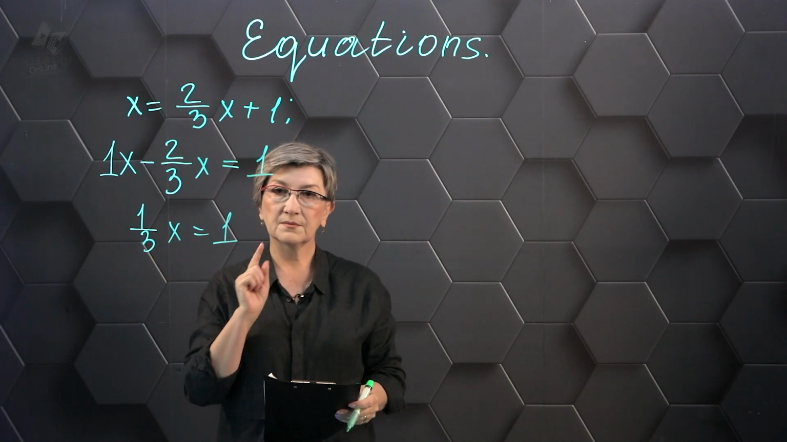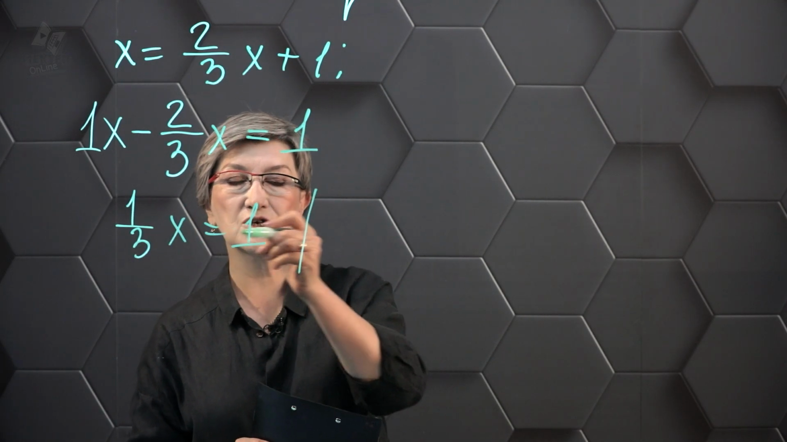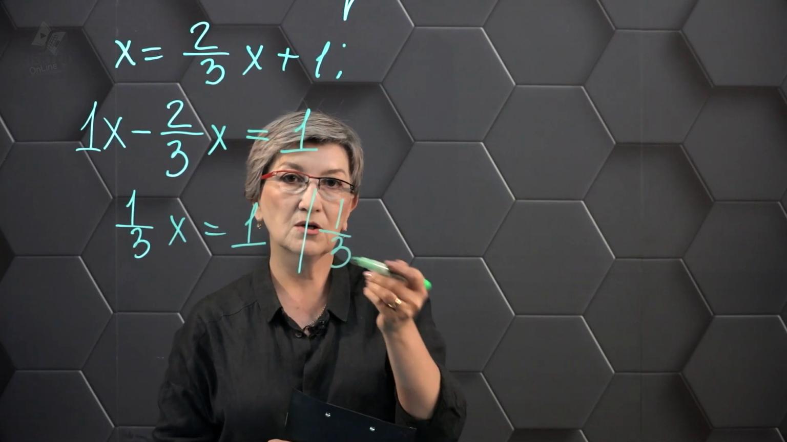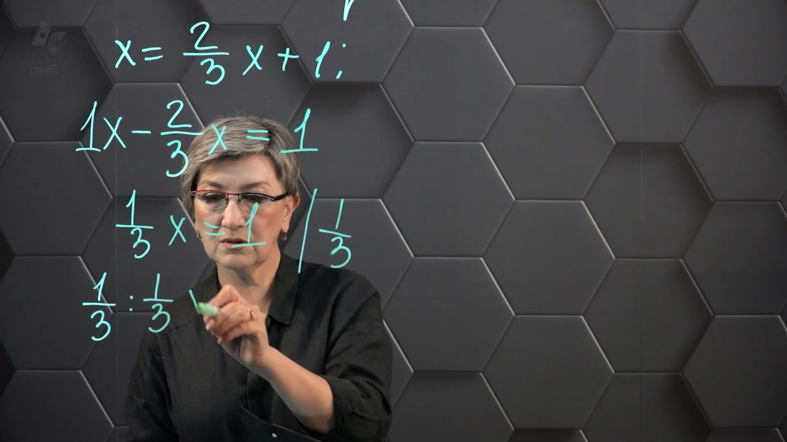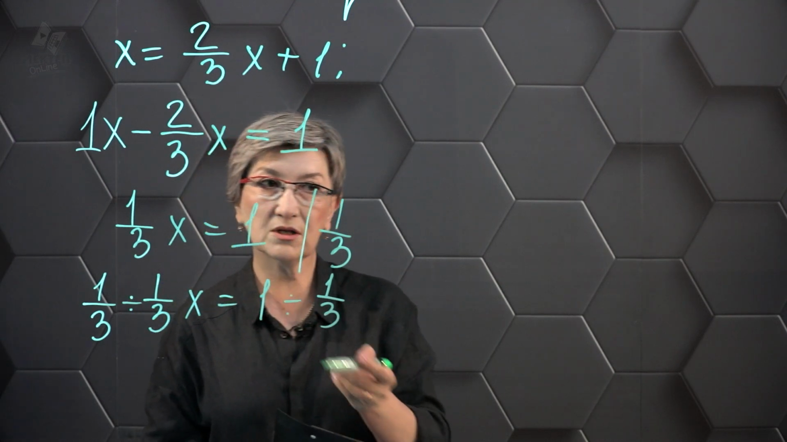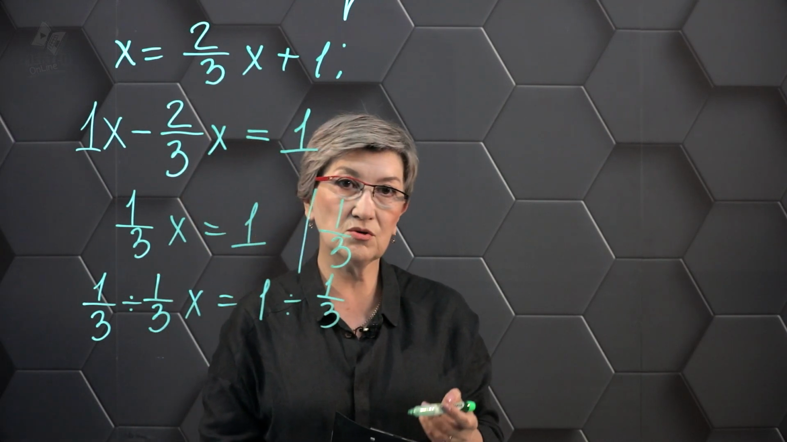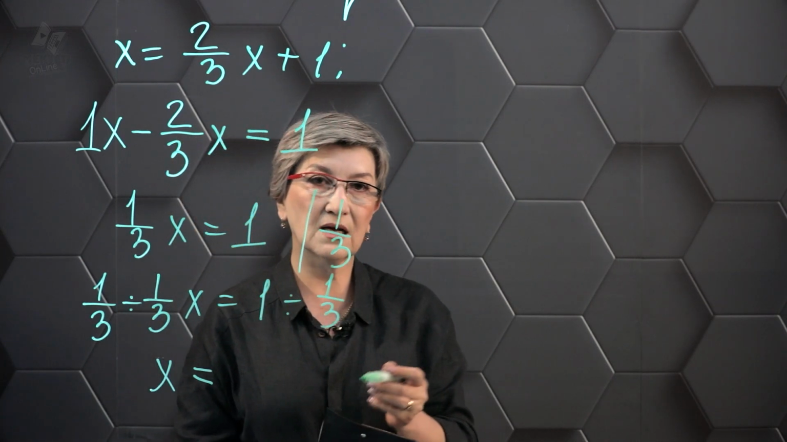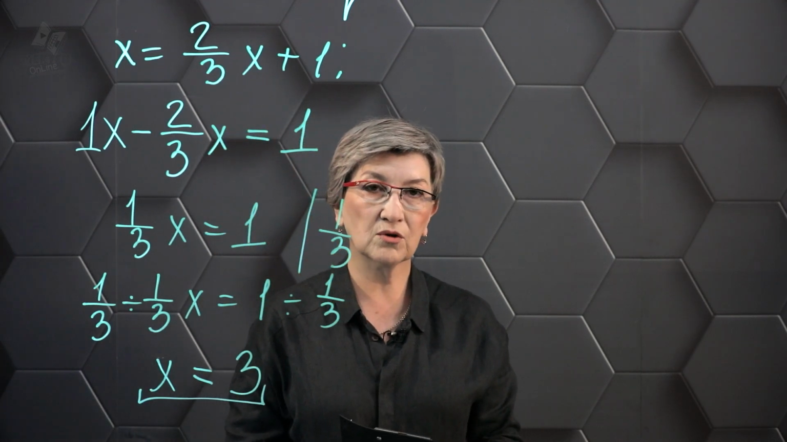What do we need to do this? Notice, between the quotient of 1/3 and the letter part, we have a multiplication sign. So I have to divide the left part and the right part by 1/3. What is the result? Left side 1/3 divided by 1/3, x equals 1 divided by 1/3. The result is 1/3 divided by 1/3 is just 1, and 1 divided by 1/3 is 3. So we found the root of this equation, and x equals 3.